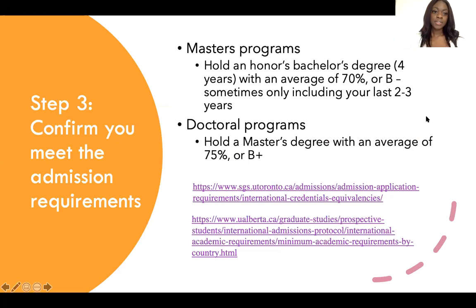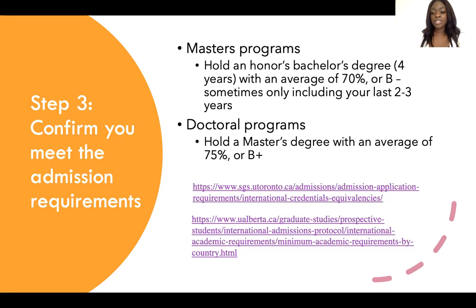Then the third step would be to confirm you meet the admission requirements. For every single program, there are general admission requirements that you have to make sure you can meet in order to be considered. For example, if you want to go into a master's, a general admission requirement is that you hold a four-year honors bachelor degree with an average of at least 70% or a B. Obviously that's the cutoff, but to be competitive, it's best if you have like an 80% or an A plus average to get admitted.